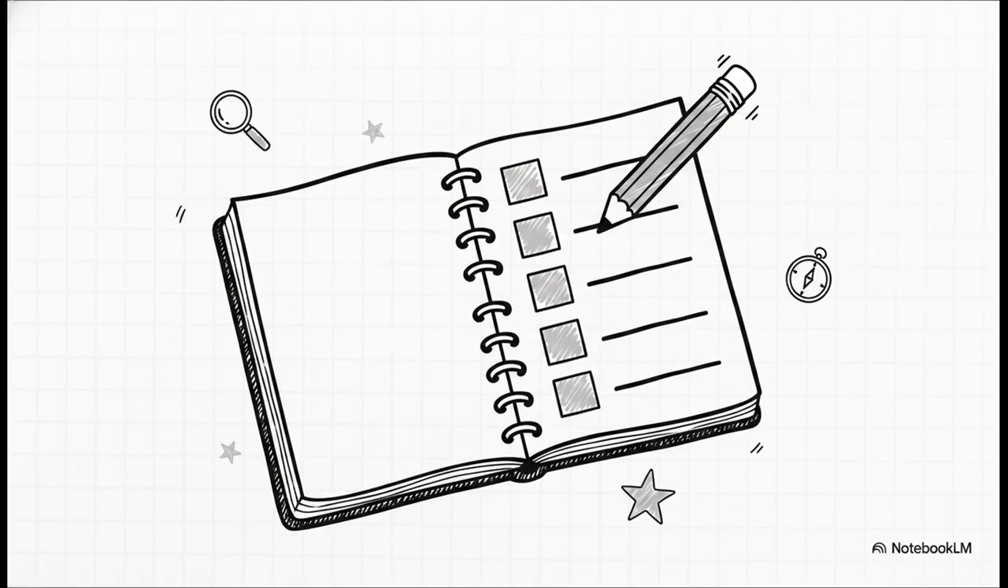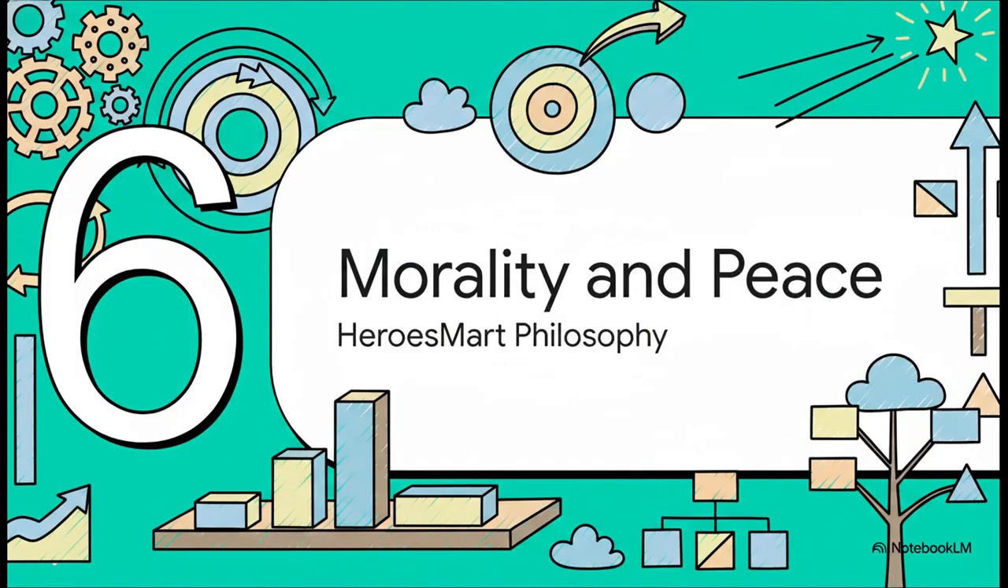Actually, go ahead and pause this explainer right now, grab a notebook, and write these 5 mission objectives down so you're totally prepared. Finally, Section 6, Education, Morality, and Peace.